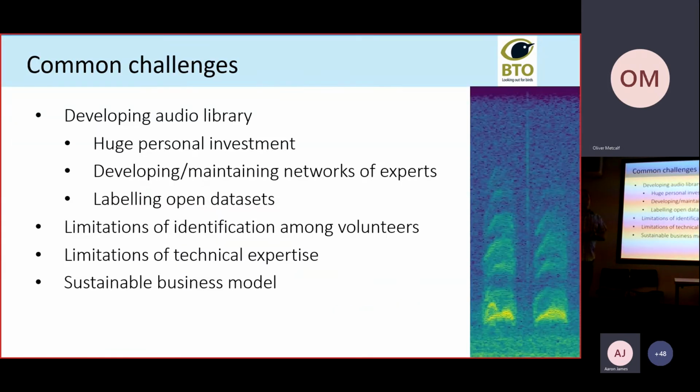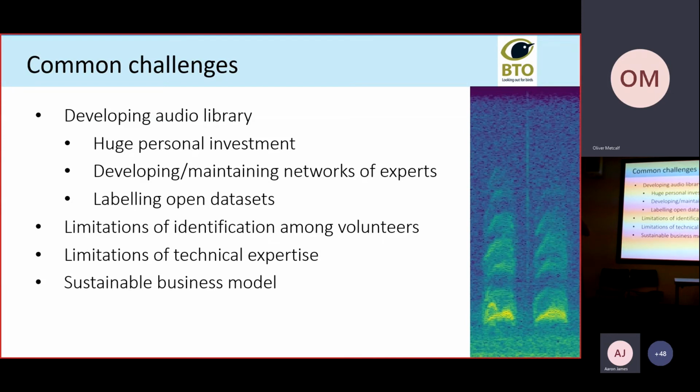I'd just like to finish with a couple of challenges. I think we've spent a long time developing these audio libraries, and as many people have said, labelling and collecting recordings does require a lot of time and often a lot of personal investment. Developing networks of experts who absolutely know what that particular bat or small mammal sounds like, or have access to a place where you can go and record them, takes a lot of time. And we want to get these systems used by people who don't have the skills to do that. So building the classifier so that volunteers who don't know how to identify these bats can use a trustworthy system.